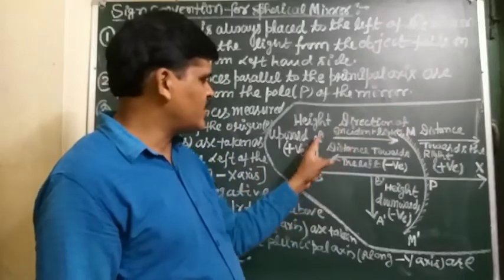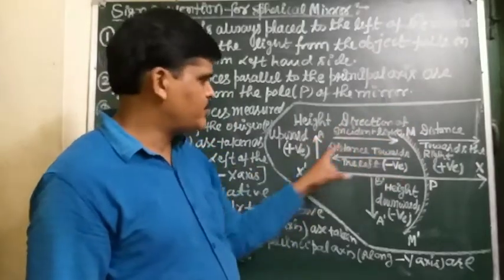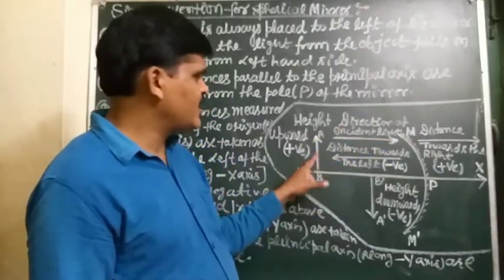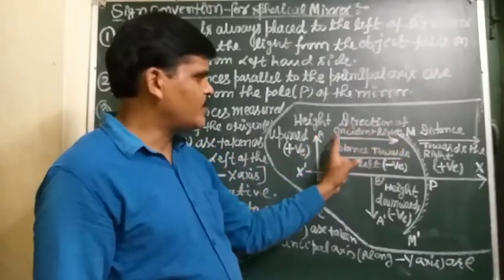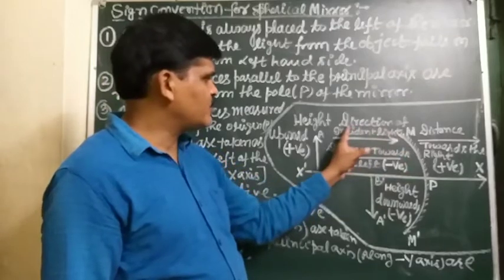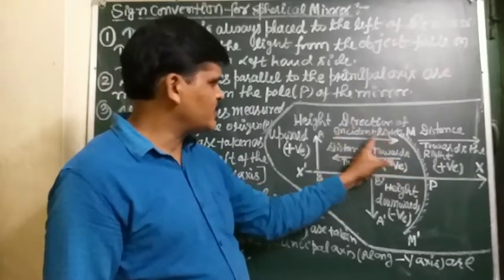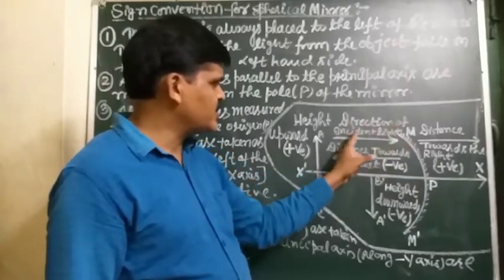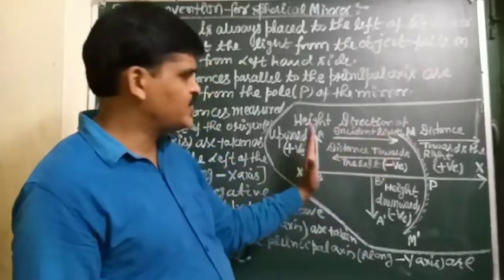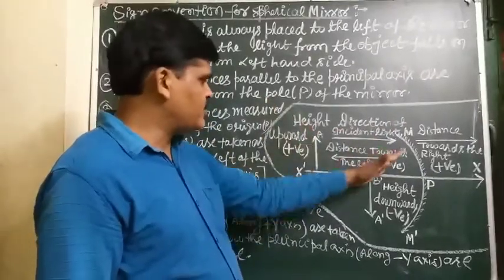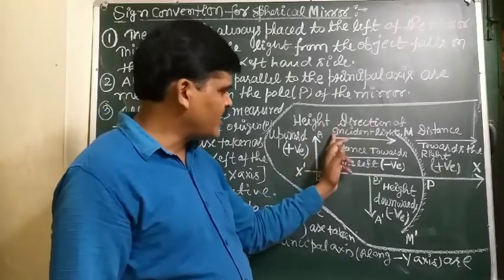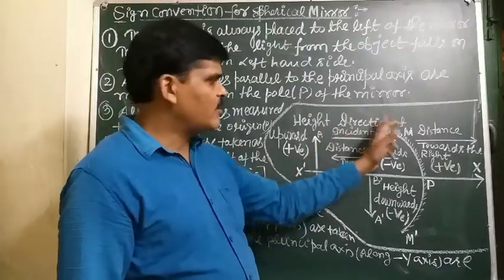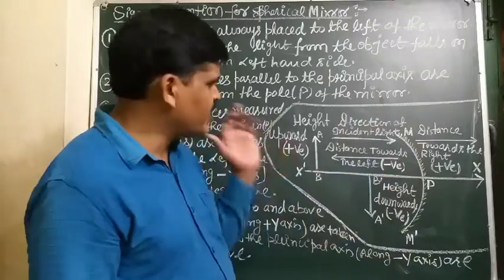So this is the object, which is kept on the left side of the spherical mirror, and light will be incident on the spherical mirror from the left side. This arrow shows the direction of incident light, because the object is placed on the left side of the spherical mirror, so light will be incident on the mirror from the left side.